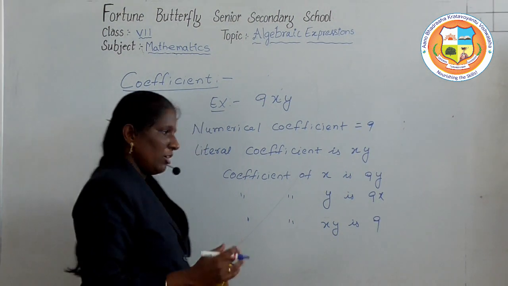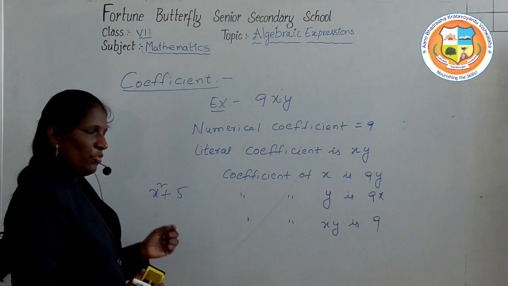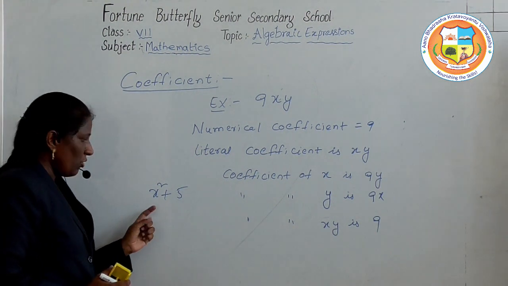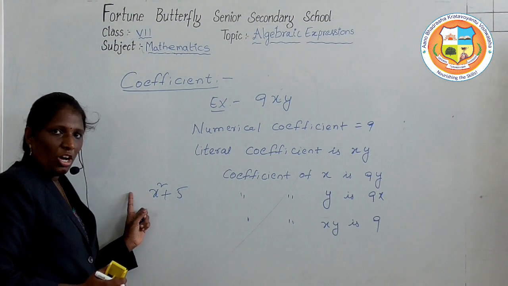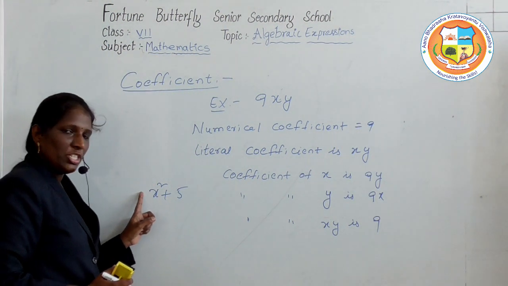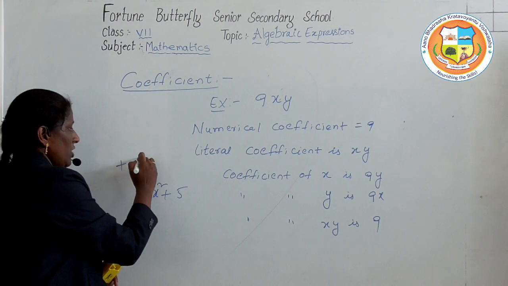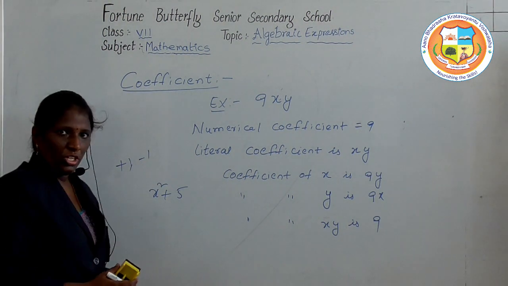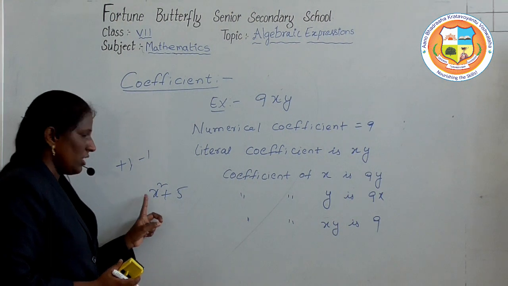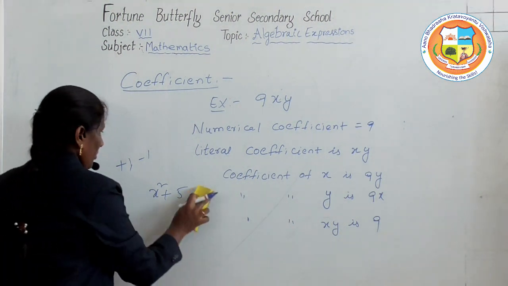One more important point. For example, x square plus 5. The coefficient of x square is not mentioned. Where nothing is there, it is always 1 only. That's why plus 1 or minus 1 is not mentioned. Where nothing is there, the coefficient is always 1 only.